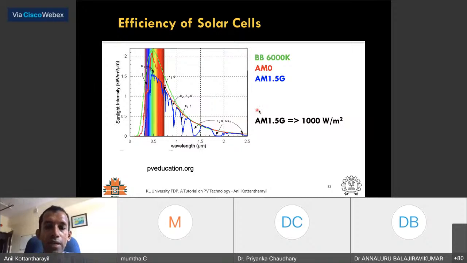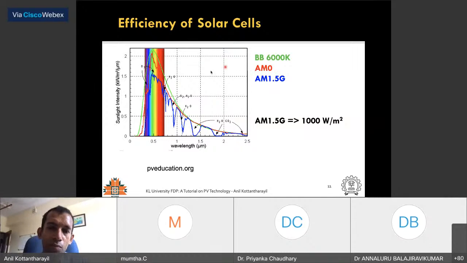So there is an international standard which defines the spectrum of light that you should use. For example, this blue curve that you see here is called AM 1.5G. AM stands for air mass, 1.5 is an air mass of 1.5, and G is global radiation.